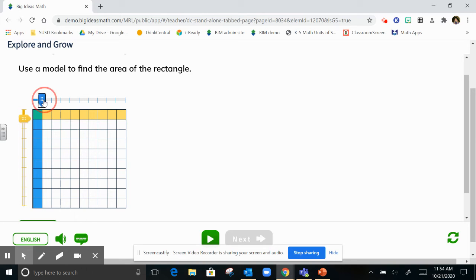If I were to change mine and say 4/10 times 3/10, I'm actually looking for my answer right here in my model. So in my model, 4/10 times 3/10 equals 1, 2, 3, 4, 5, 6, 7, 8, 9, 10, 11, 12, but it's not just 12. Each one of these little squares is 100th of my whole. So it's 12 hundredths.